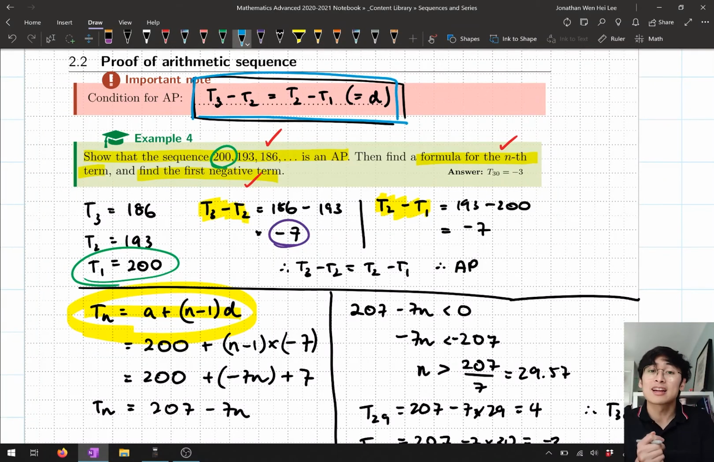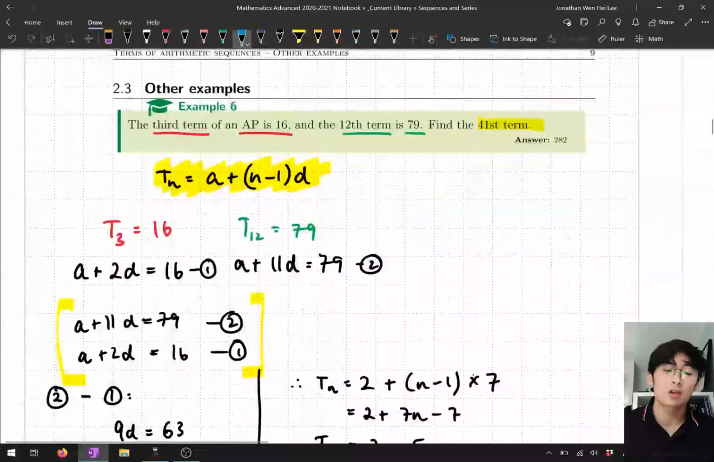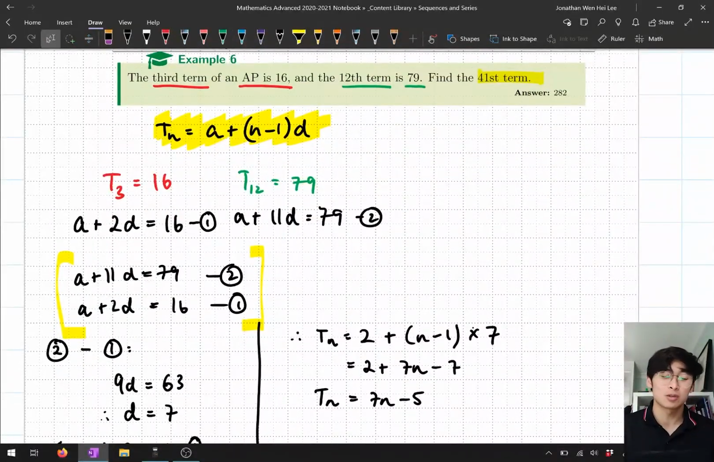So to test for an arithmetic progression, we just need to show that the common difference between 2 consecutive terms is equal the whole way through our sequence. And that is what we did in these examples here, and we could actually work backwards and figure out what the sequence was if we were given certain terms.